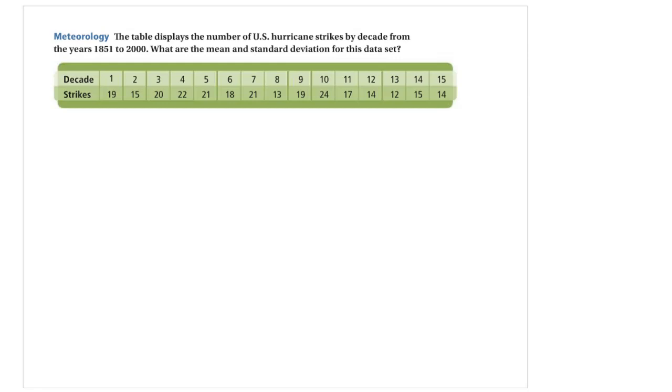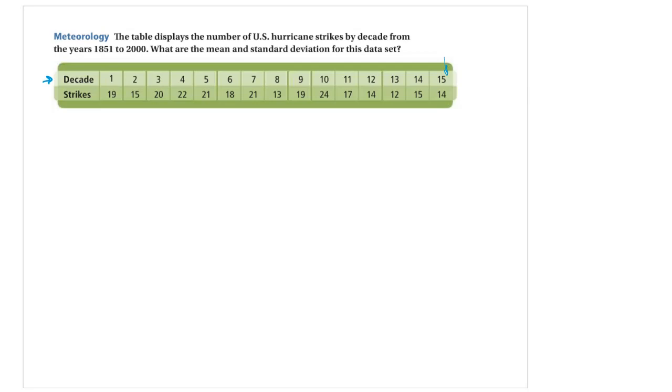So this is per decade. So not every 1 year, but every 10 years it's going by, okay? So the strikes in 1850 to 1859, or 1851 to 1860, however it is that they're recording it. So decade 1, that time frame, there were 19 direct strikes on the United States, okay, and so on. So by the time we get over here to this 15, that's the 15th decade since 1851, so that's 150 years, so that makes it 2000, okay? And in that decade, 1990 to 2000, there were 14 direct hits on the United States. So that's what that means.